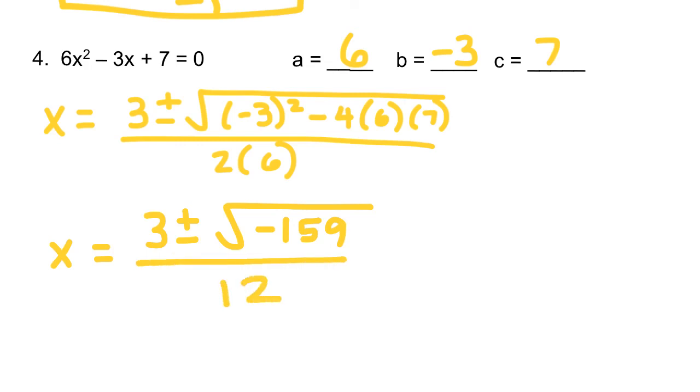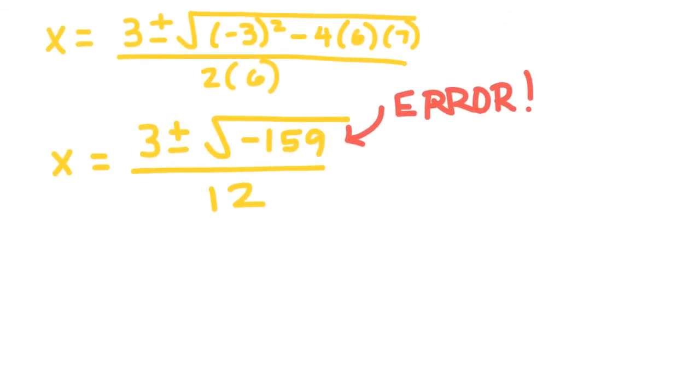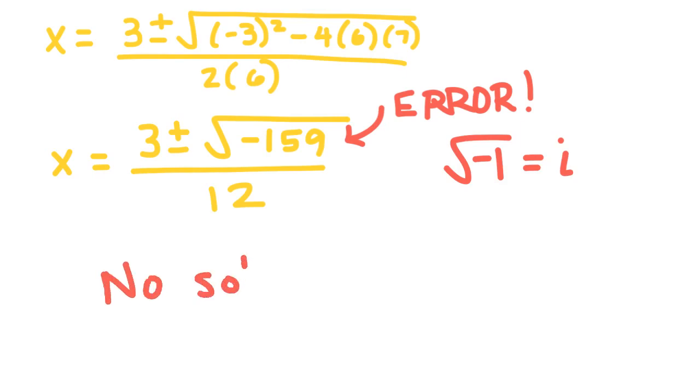Well, when we do this, you will get an error from your calculator. An error is not an answer, but it does lead you to something. When we have the square root of a negative number, that's equal to an imaginary number, which we will not discuss this year. So in this case, when you end up with a negative radical, the solution is that there is no solution.